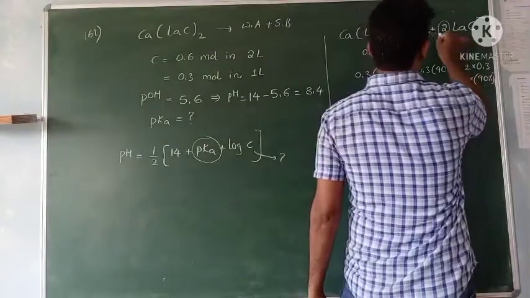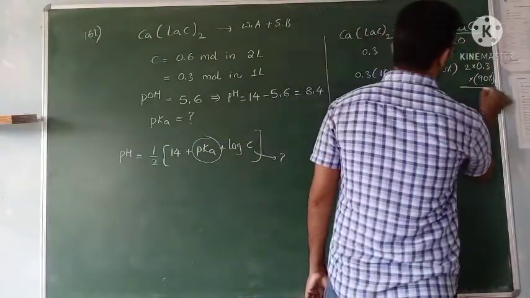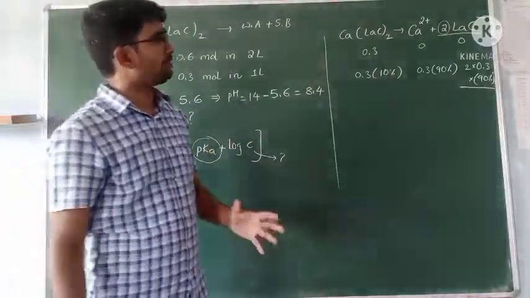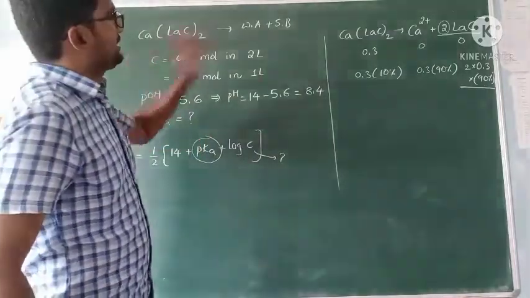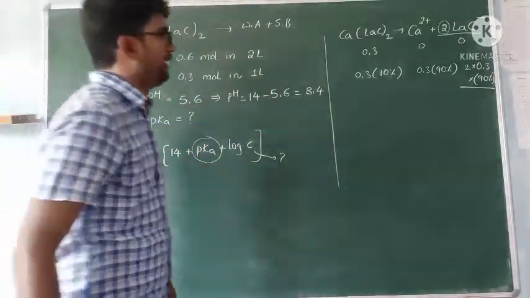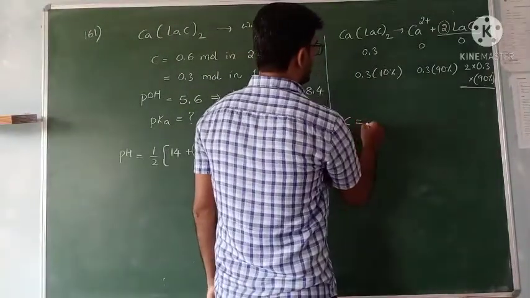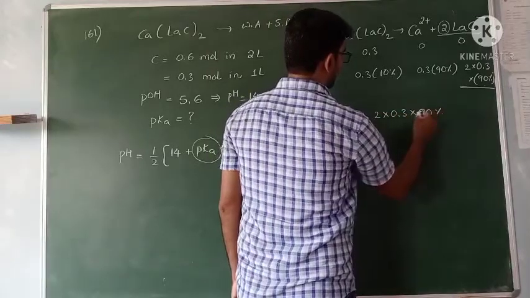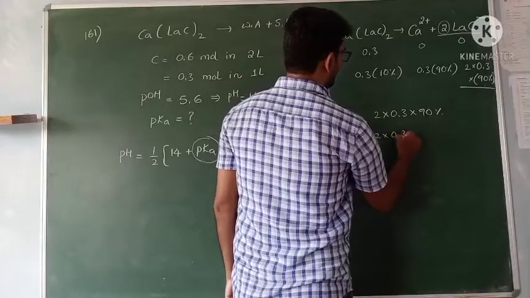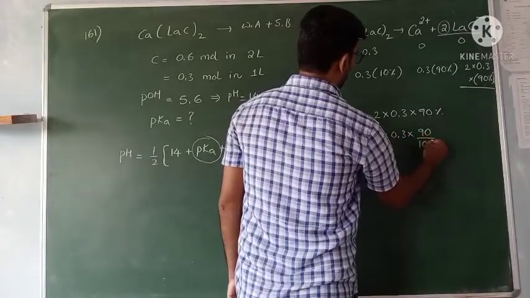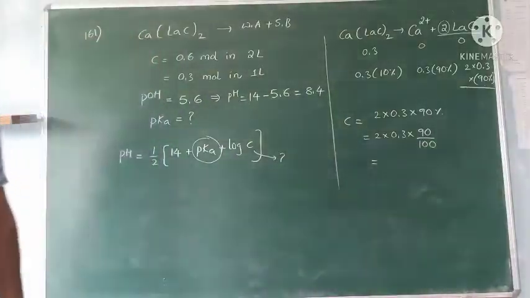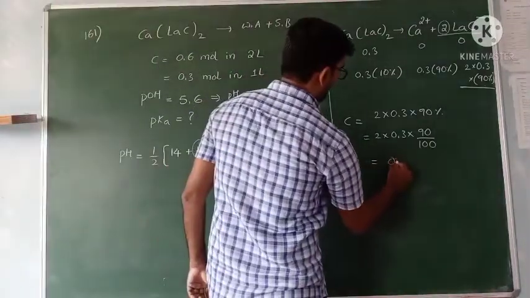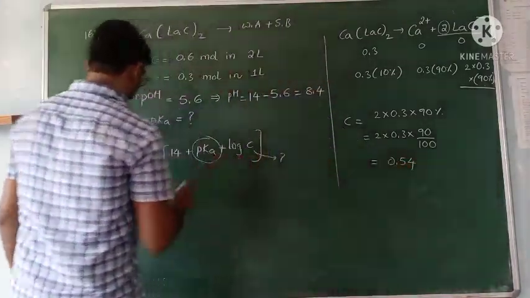Then what is the salt concentration here? Salt gives 2 moles of Lac minus. For salt, anytime you have to take the anion, as the strong base nature is given. So salt concentration C is equal to 2 into 0.3 into 90 by 100. This value is 0.54. Now substitute this value in the equation.